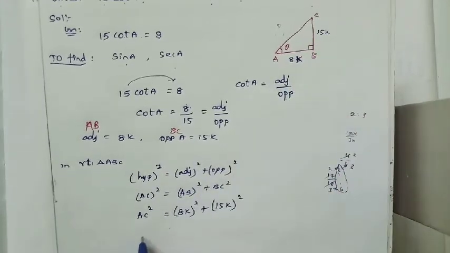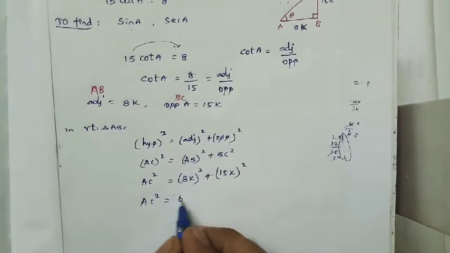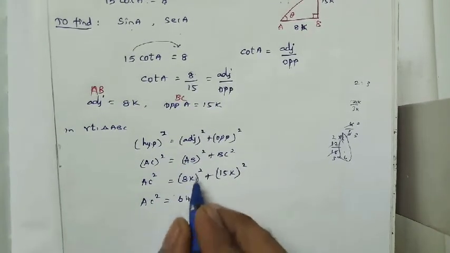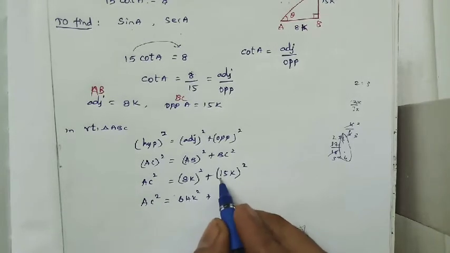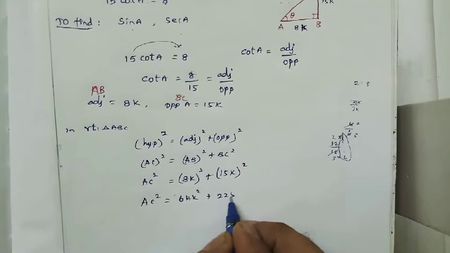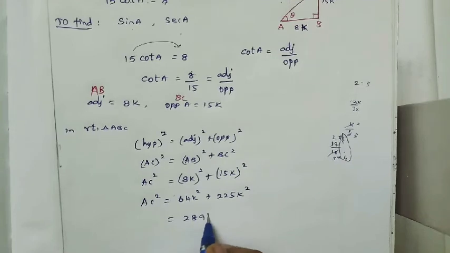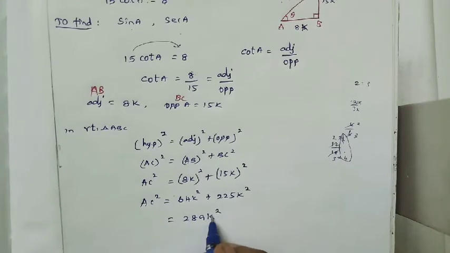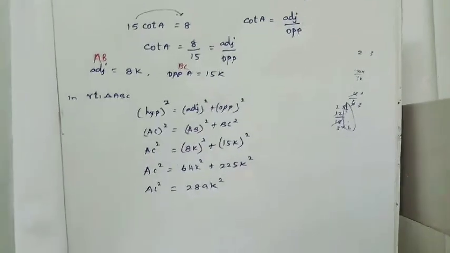It's nothing but AC square is equal to, what is 8k square? 8 square is 64, so 64k square, right? Plus 15k whole square. 15k whole square is nothing but 15 square, 225k square, right? While we are adding these two, 225 plus 64 is 289k square. Both are like terms, k square terms. AC square is equal to 289k square.